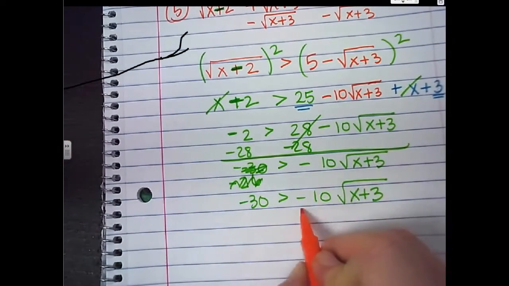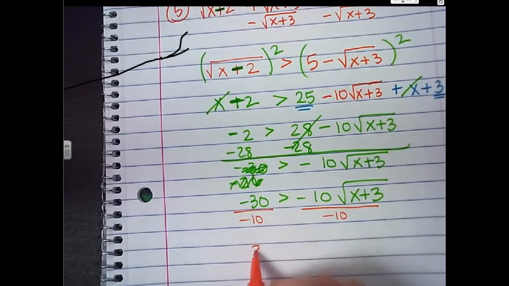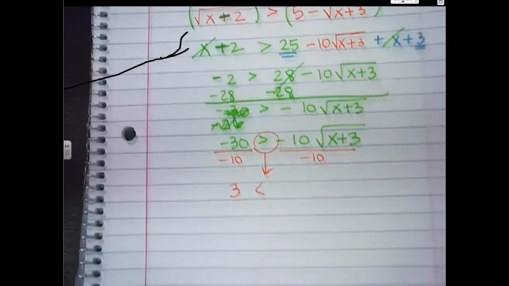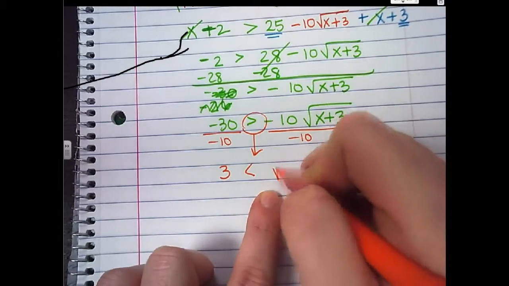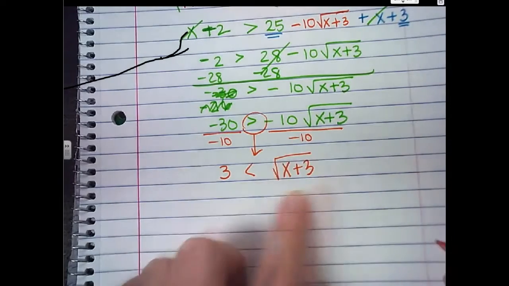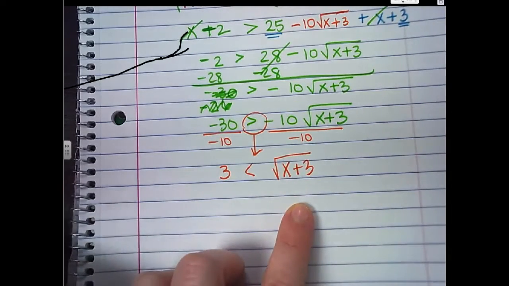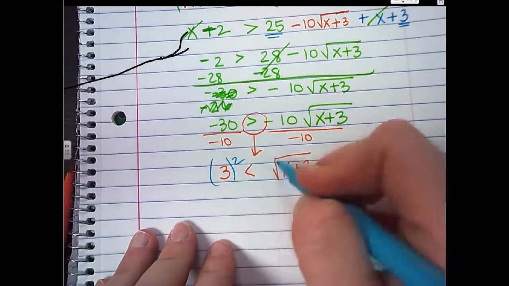Okay. Divide by negative 10. And what happens when I divide by that negative? It becomes positive and it switches the sign. So you have to be careful there. Because we haven't done very many of those today. Or any of those. And then now I have my square root by itself. This is what you're aiming for. That way you can get rid of it. So square both sides again.